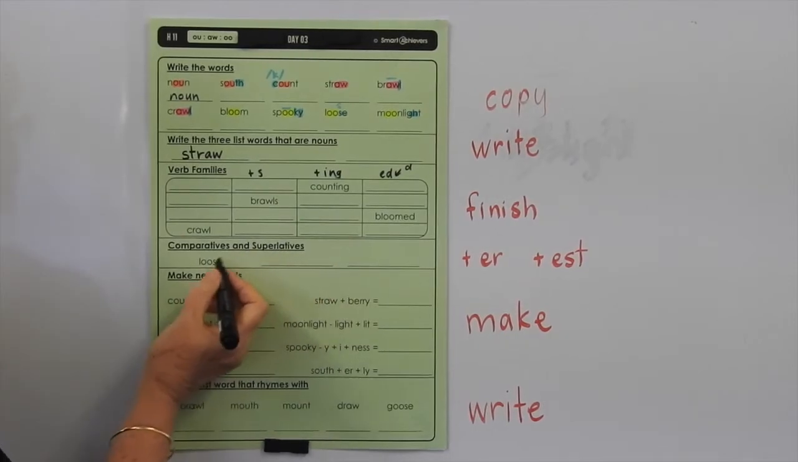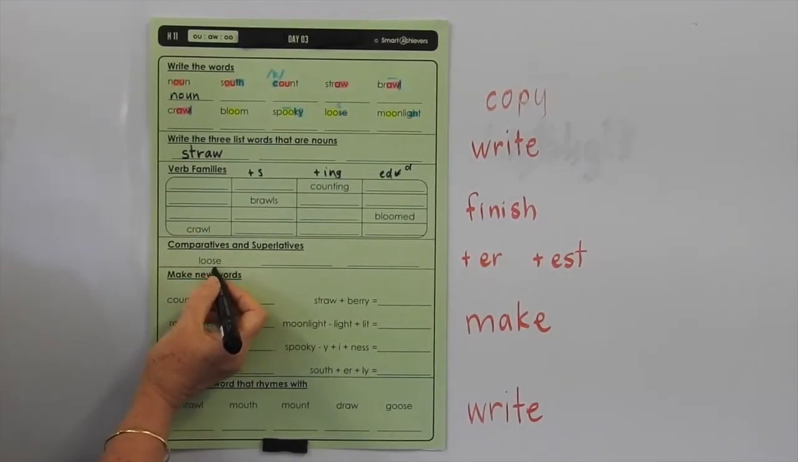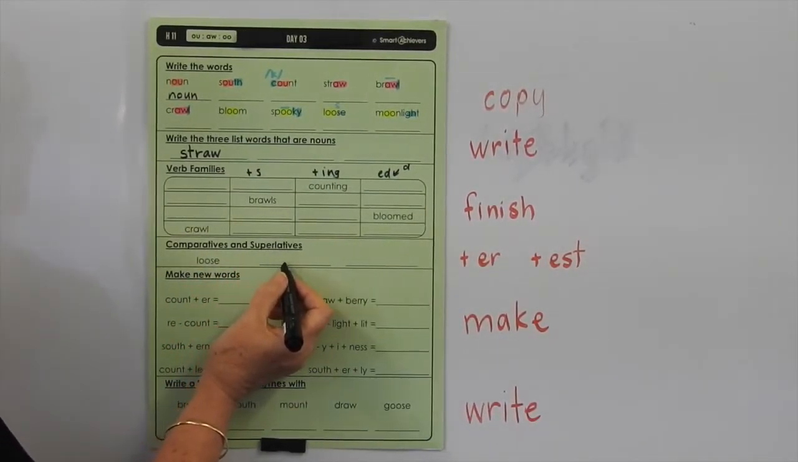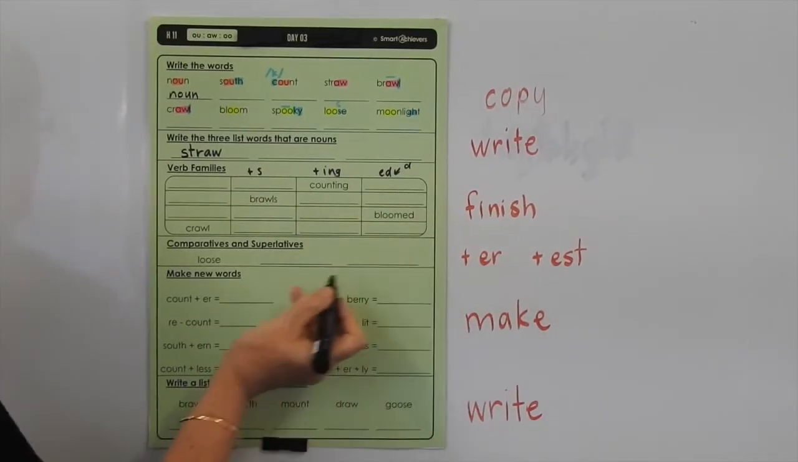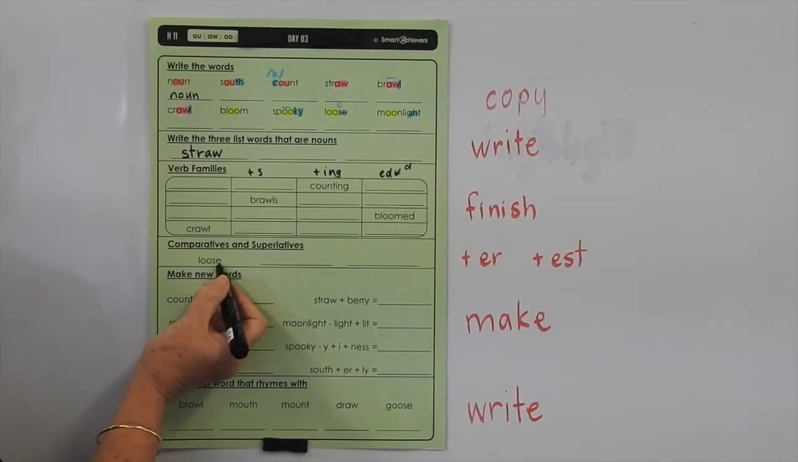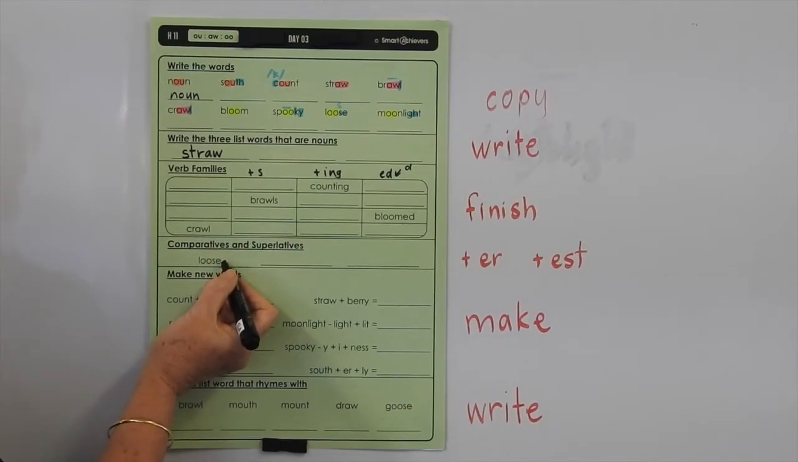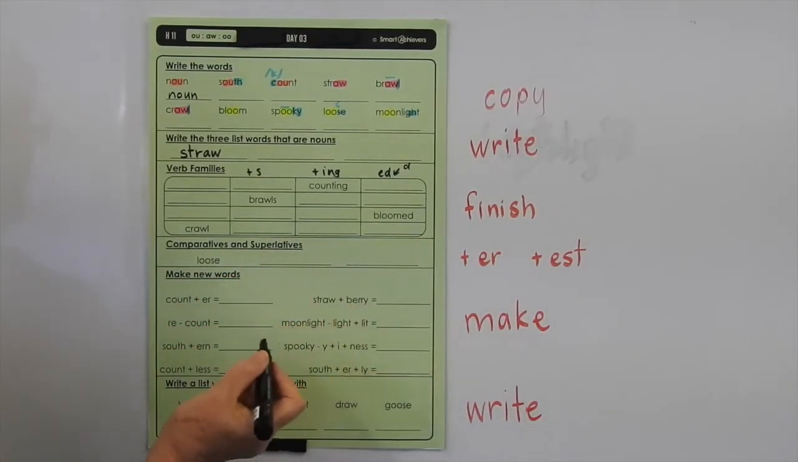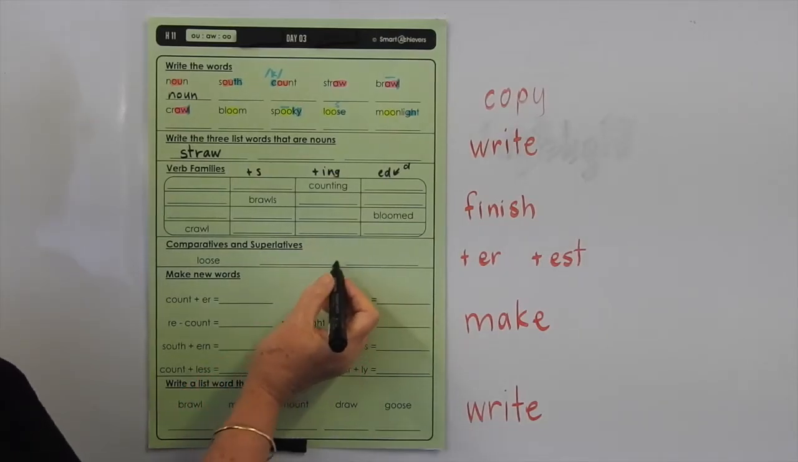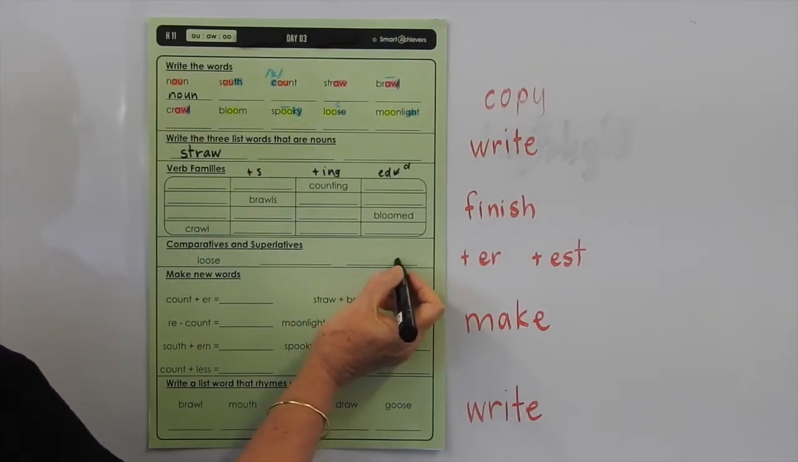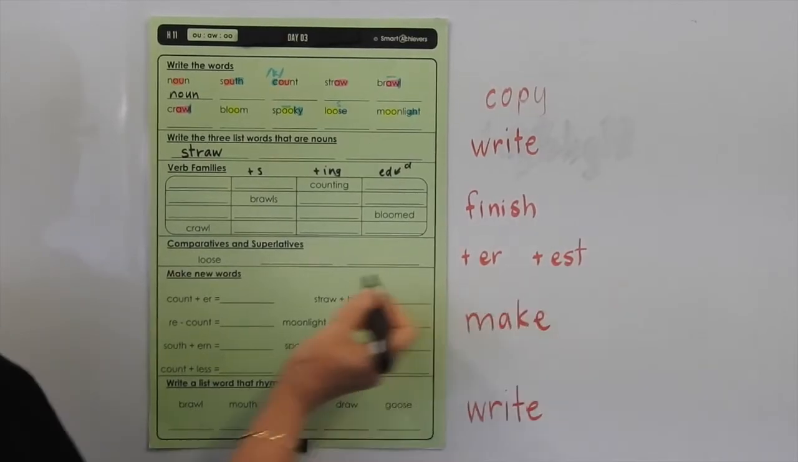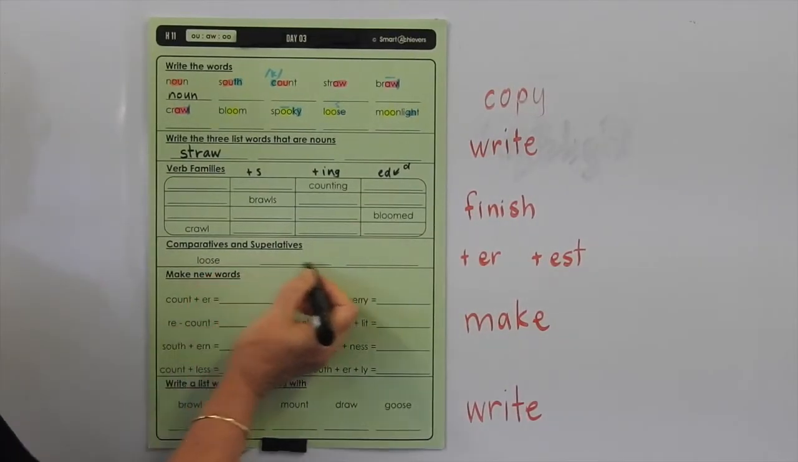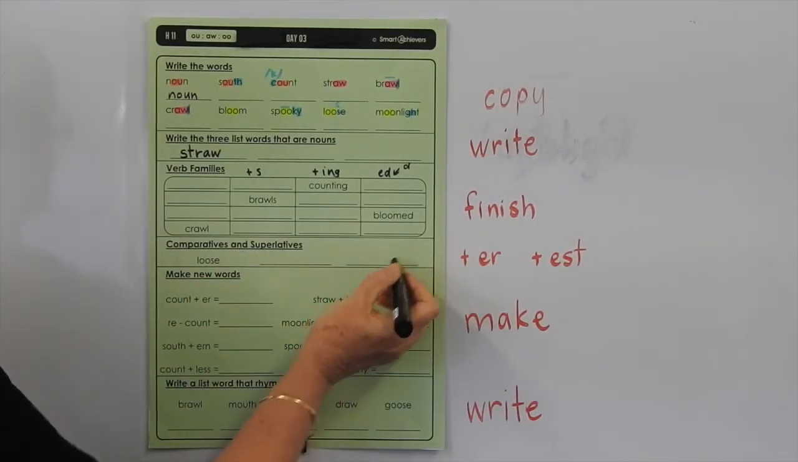Comparatives and superlatives. Your shoes might be loose. Your new ones might be looser. Now when you're adding the ER, if there's already an E there, you don't add another E, you just add the R. Loosest means they're the most loose of all of your shoes perhaps. Then you usually add EST, but once again if the E is already there, you just add the ST.